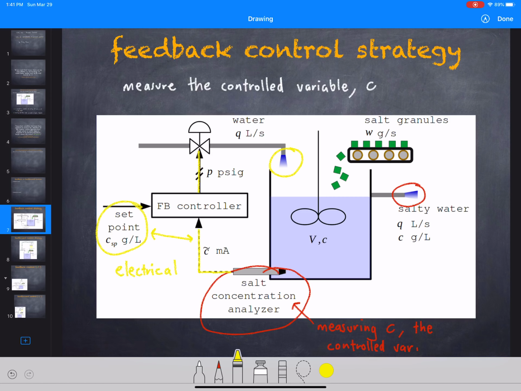So let me write some of this out. So this is a pneumatic signal, and that's why it has these dashes through it. So this is pneumatic. That's a pneumatic signal. This is an electrical signal. Okay, let me draw these with a different color.